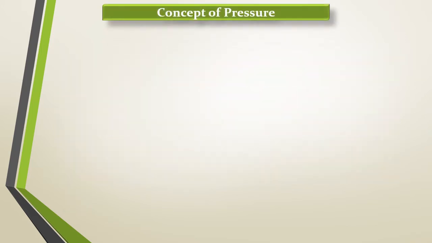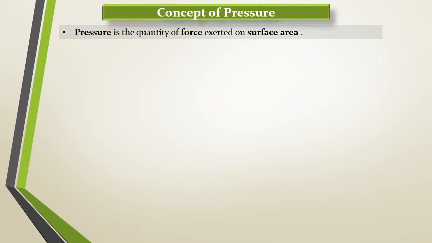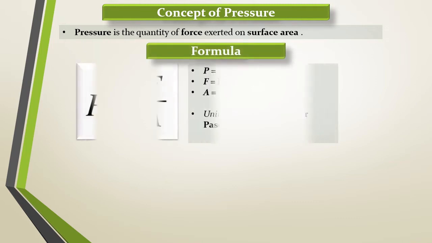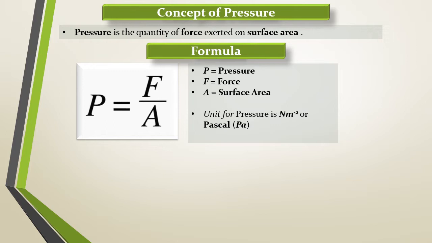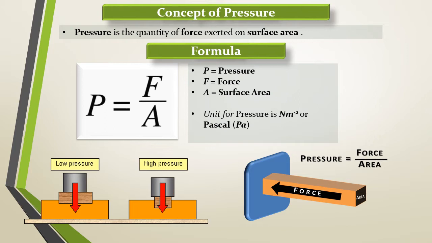Concept of pressure. Pressure is the quantity of force exerted on a surface area. This is the formula for pressure, P equal to F over A, where P is the pressure produced, F is the force exerted normally to A, the surface area, which is the surface contact. So the unit for pressure is Newton over meter square, and the special unit for pressure is the Pascal.